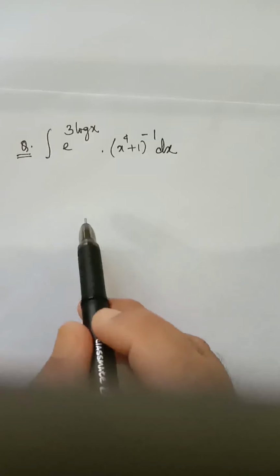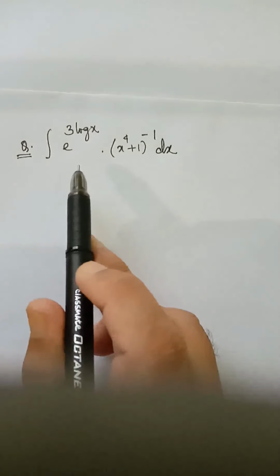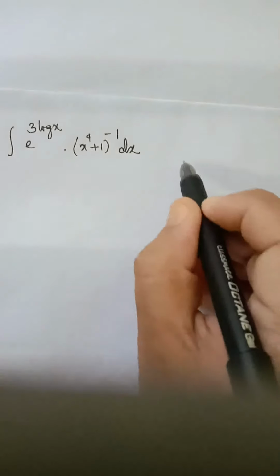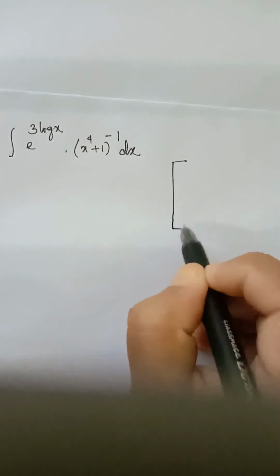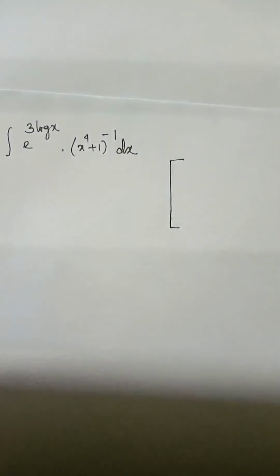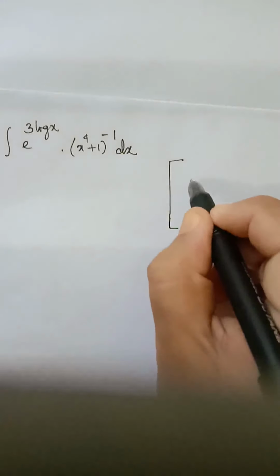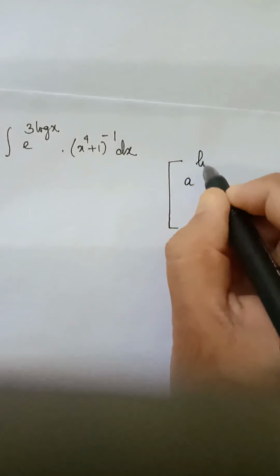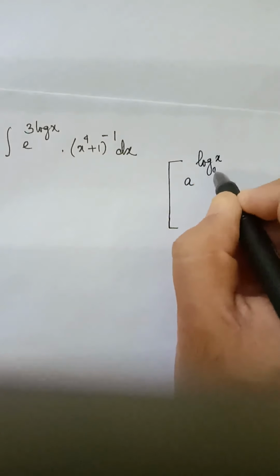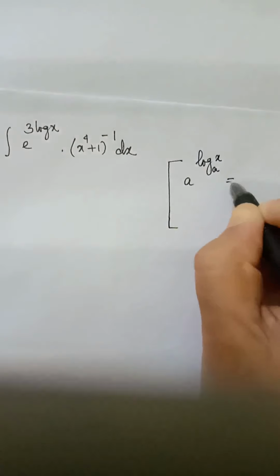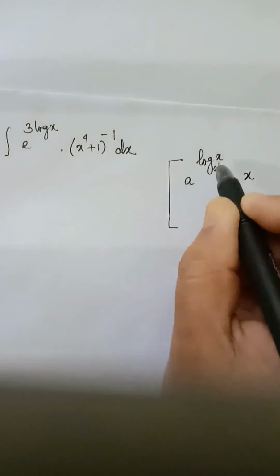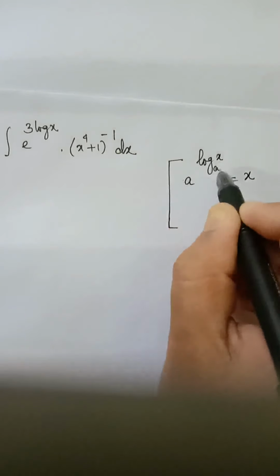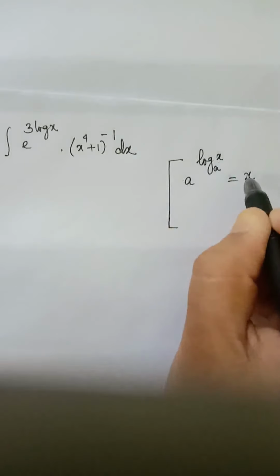Next, to integrate e to the power 3 log x into x to the power 4 plus 1 whole thing to the power minus 1 dx. This is a very simple question. Now for that, first of all, we have to write one property of log. Actual property is a to the power log x base a is equal to x. If these two are equal, the answer will be x.